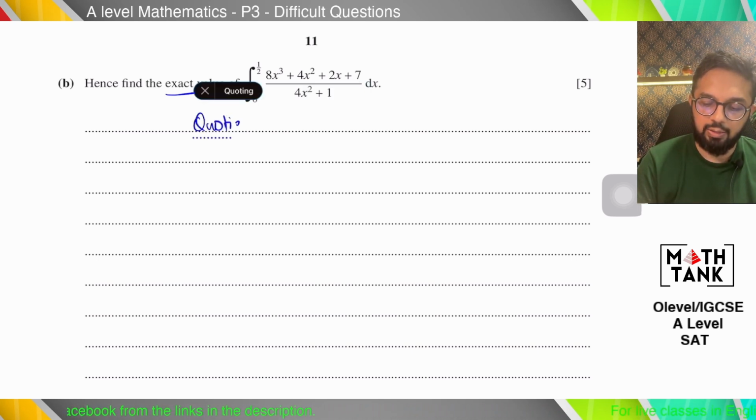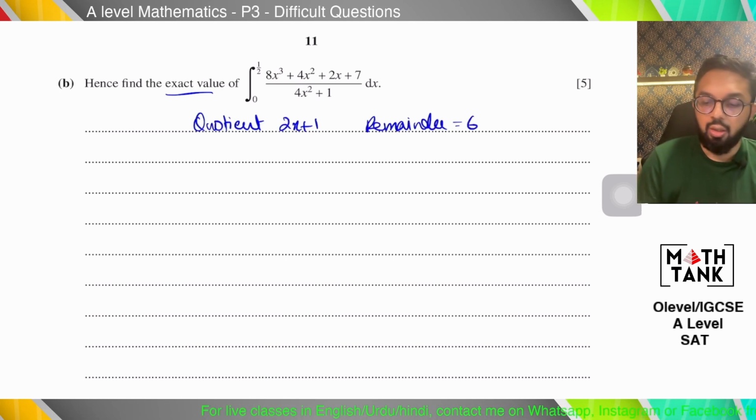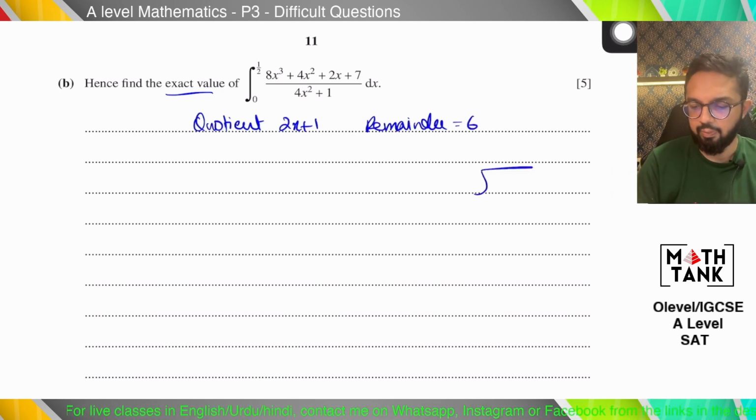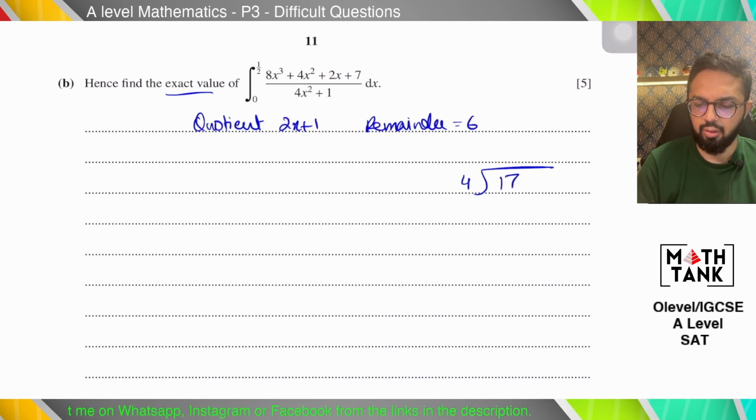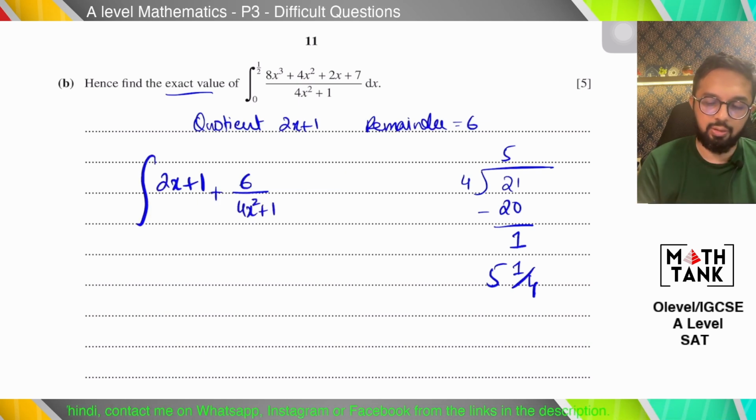My quotient came out as 2x plus 1, and the remainder was 6. Now, remember that in your O levels, you do this long division where, let's say, you divide 21 by 4, you do 4 5 20, and then you have 1 as the remainder. You can write this as 5 whole 1 over 4. So I'm going to do something similar here. I'm going to write 2x plus 1 whole and then the remainder over the divisor, with a plus sign in the middle. So this expression that I just divided can be written like that.